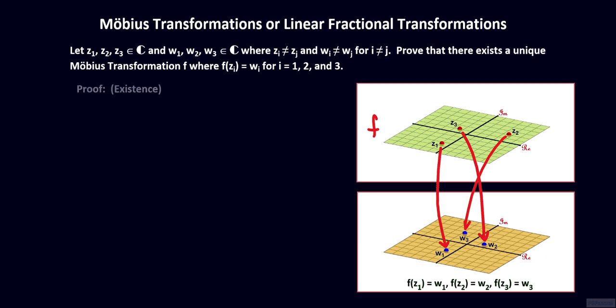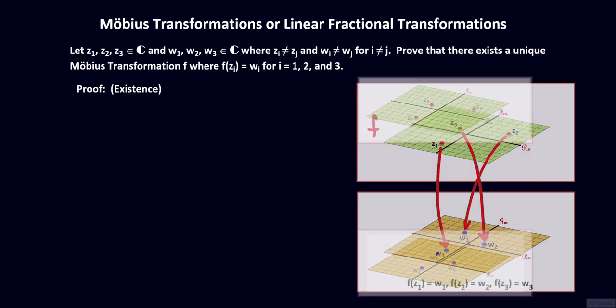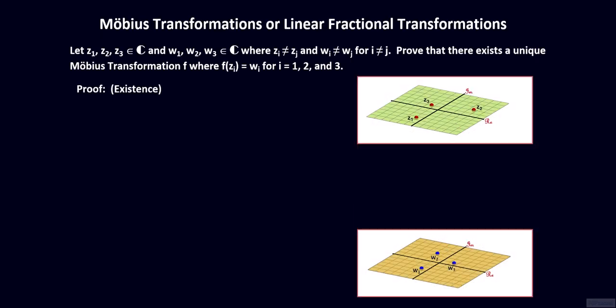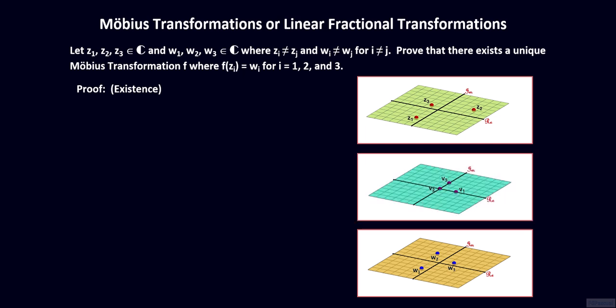We carry out the proof of the existence of f indirectly. For the existence proof, we use an intermediate set of points v1 = 1, v2 = 0, and v3 = the point at infinity. We first find a Möbius transformation g, such that g(z1) = 1, g(z2) = 0, and g(z3) = infinity.